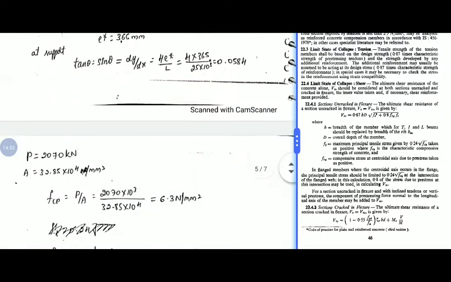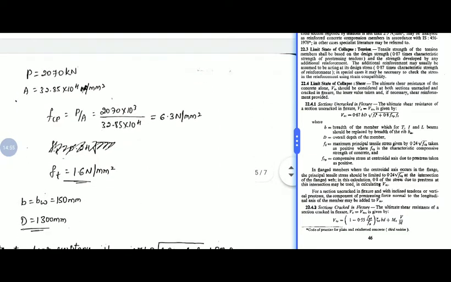So by using that, we need to find out what is the slope. To find the slope, we will take the first derivative of the parabolic equation, and at the support x will be 0. So directly we will get the value. Slope is 0.0584. Then P is given as 2070 kilonewton.